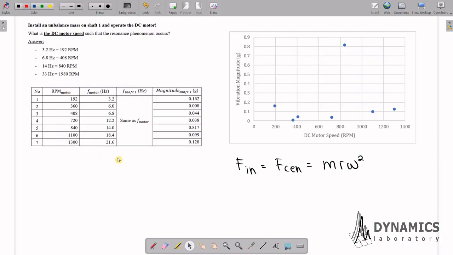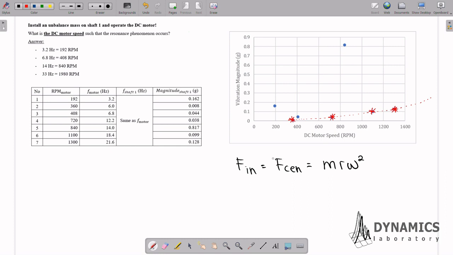This is the table of our experiment data. On your right, I plot a graph to represent our experiment data. I plot a graph with DC motor speed as our x-axis and vibration magnitude as our y-axis. The blue dots here are our experiment data. The interesting part is, first, we focus on the vibration magnitude when the system is operating normally. As you can see here, the vibration magnitude increases if the DC motor speed increases.